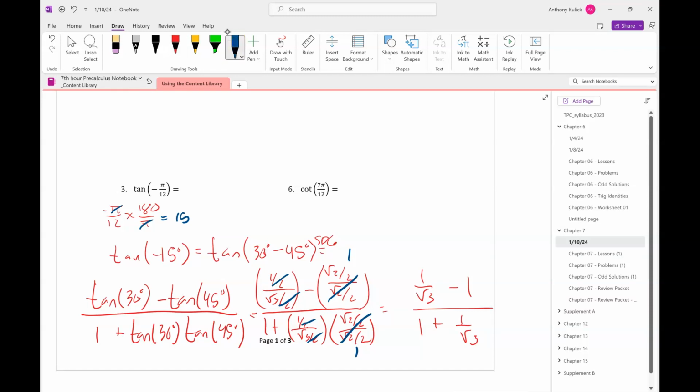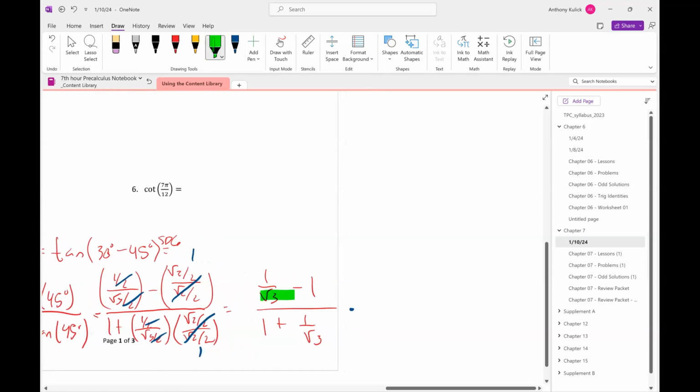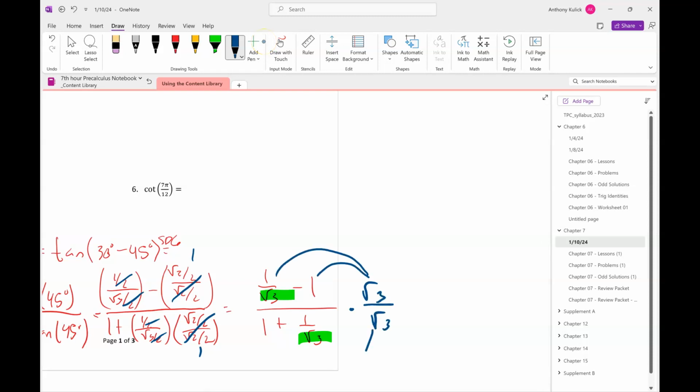So I have two issues now with this answer. I have fractions inside of fractions, don't love that. And I have radicals in the denominator, don't love that. I always take care of the fractions inside a fraction first. So to take care of that, I want to multiply the top and bottom by the denominator of the fraction. And then I just distribute that through. So that's going to be 1 minus root 3 over root 3 plus 1.